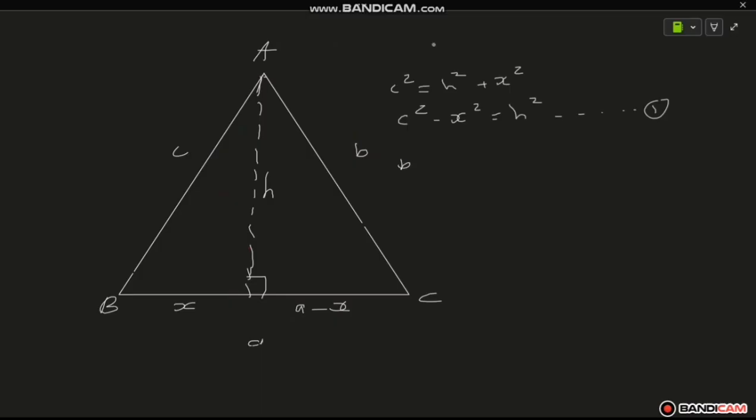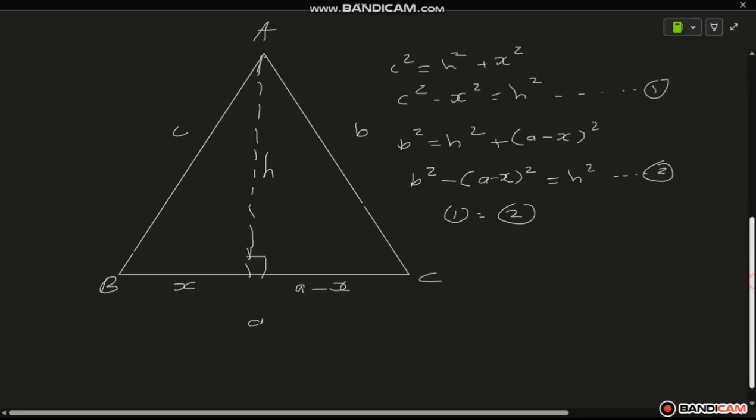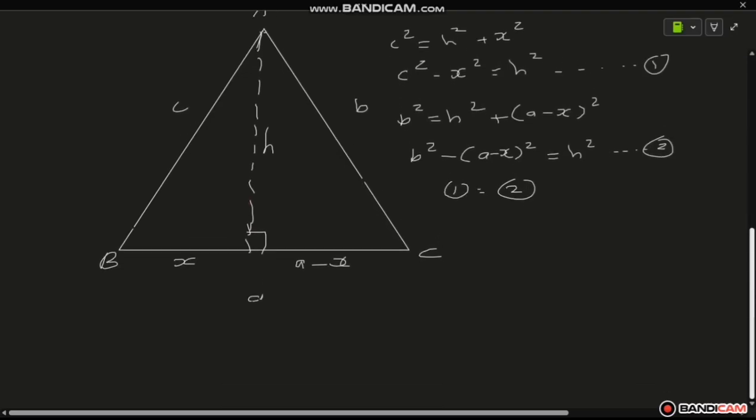So by the theorem of Pythagoras, b squared equals h squared plus (a minus x) squared. Then let's make h the subject of the formula. So b squared minus (a minus x) squared equals h squared. This is our second equation. Then you're going to equate the equations, because they are both equal to h.